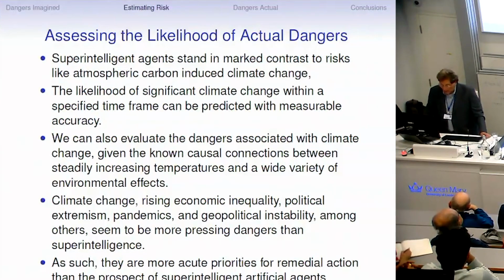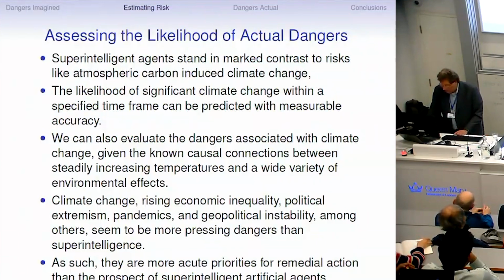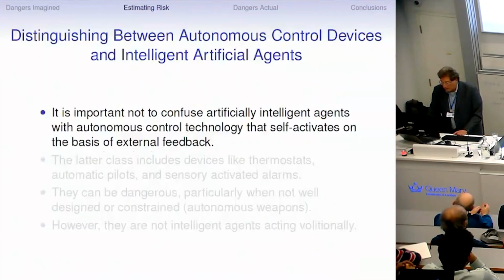Things like political extremism, economic inequality, pandemics, geopolitical instability. These are the things, along with climate change, that are pressing. And we do have ways of assessing the likelihood of particular events. Even when they prove inaccurate, we can then revise them in light of data. Superintelligence isn't one of them.